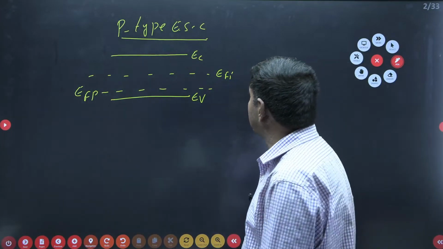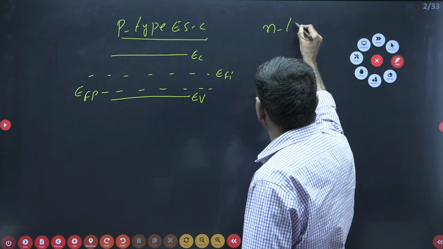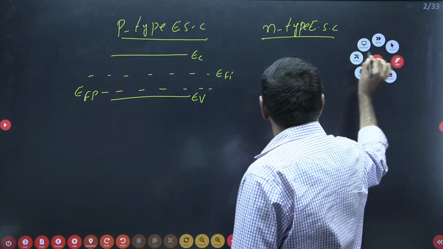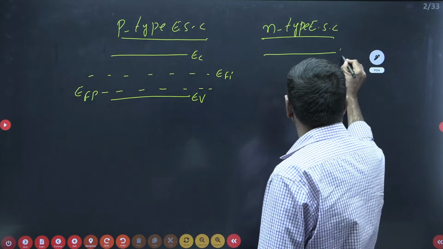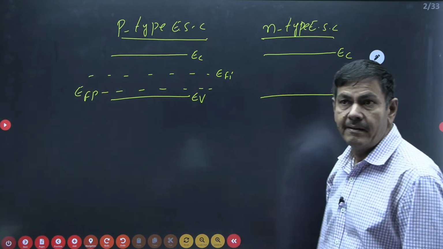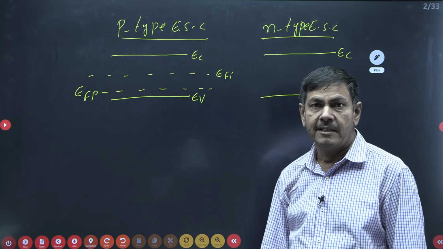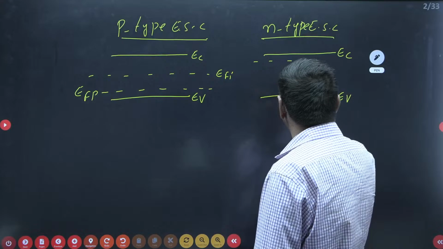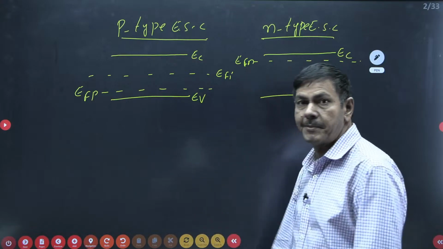In case I ask you to draw the energy band diagram for an n-type extrinsic semiconductor, I can draw a diagram like this. There is a conduction band EC, there is a valence band EV. The Fermi level in the n-type extrinsic semiconductor goes very close to the conduction band. EFN I can write as the Fermi level in the n-type extrinsic semiconductor.